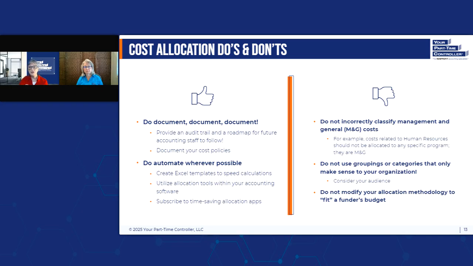What you don't want to do is misclassify costs that really belong in management in general. So for example, human resources really should never be allocated to any specific program. They're management in general. You also don't want to use groupings or categories, terminology that really only makes sense in your organization. Remember that you've got people outside the organization reading these reports at times. And you also don't want to modify your allocation methods to fit a funder's budget.